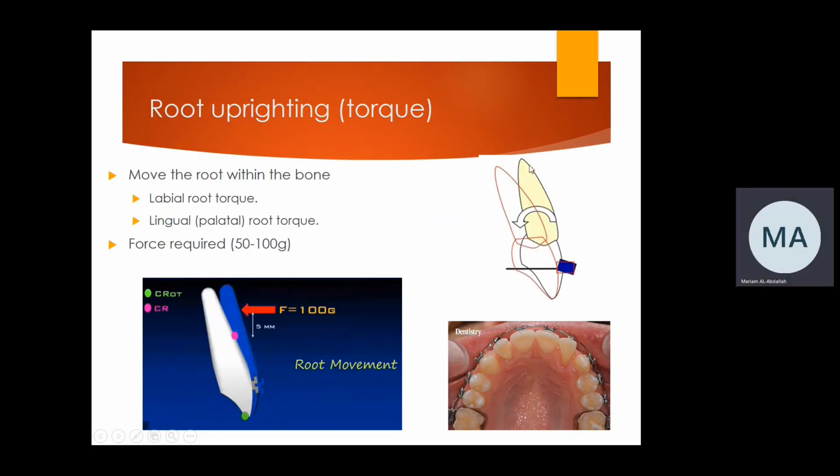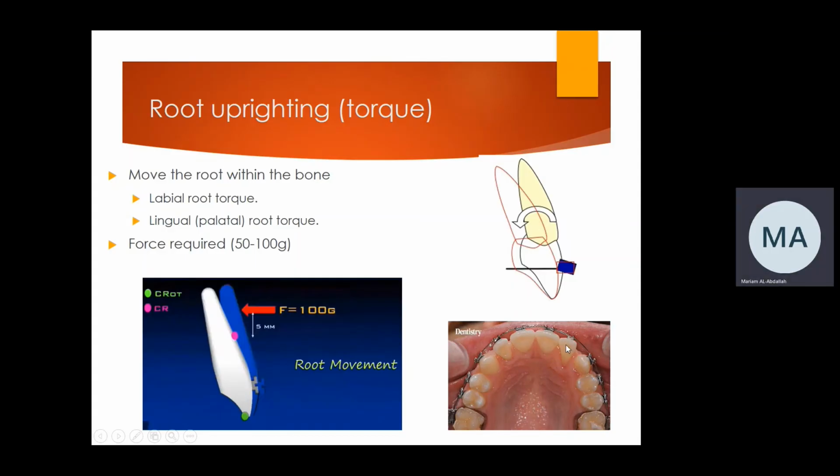And this is why most of the loading will be on a larger area of the periodontium along the root, so we will need 50 to 100 grams to be able to produce such tooth movement. So again, a force is applied. Of course, in theory, this is where the force is applied, but in practice, what happens is that we apply a couple, and it will end up having a rotational effect in this area here, and we will end up having root movement.